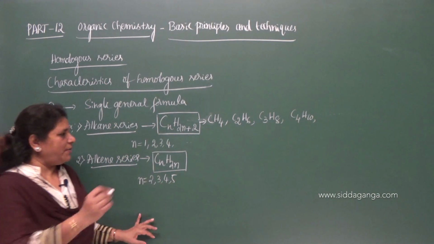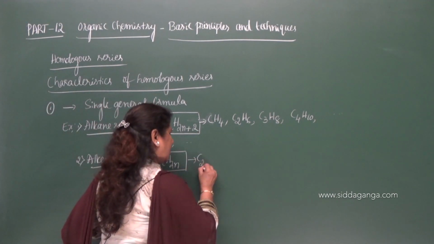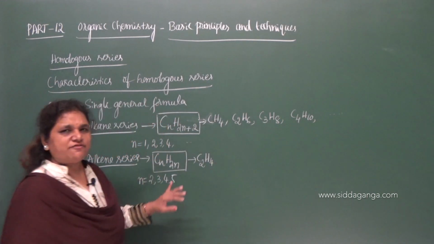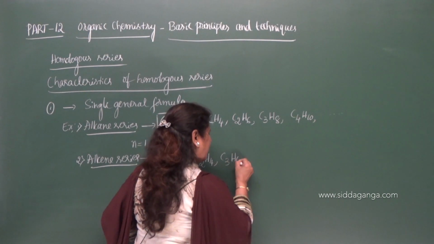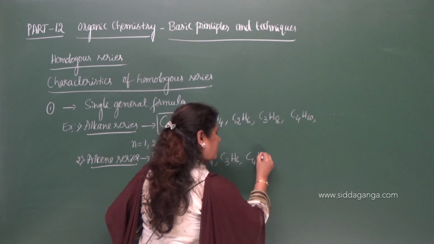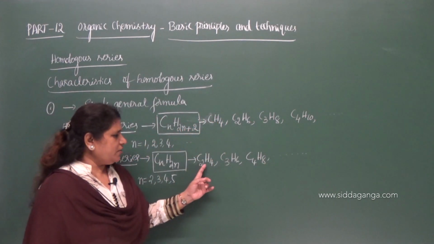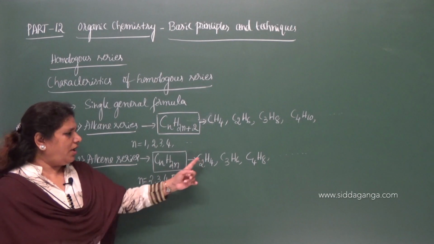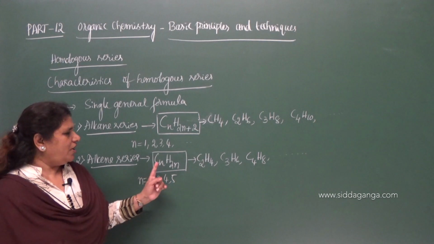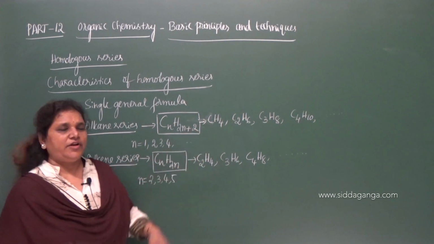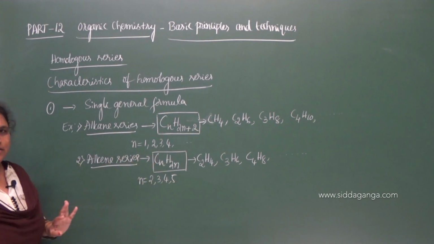So, what is the first member? Put n is equal to 2, what do you get? C2H4. C2H4 is the first member, ethene. Then propene and then butene. Like that you will get the members in a series. So, C2H4 when n is equal to 2; n is equal to 3, what do you get? C3H6; n is equal to 4, C4H8. Like that you will get the members of the alkene series by using the general formula.